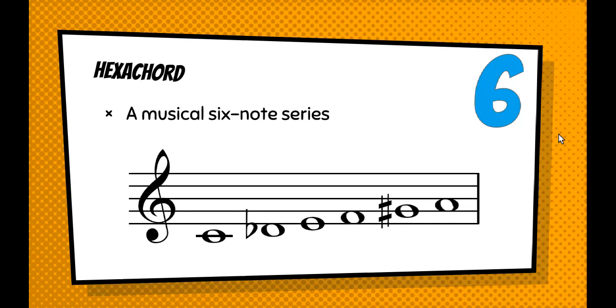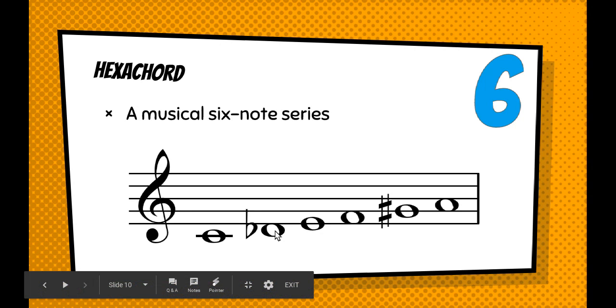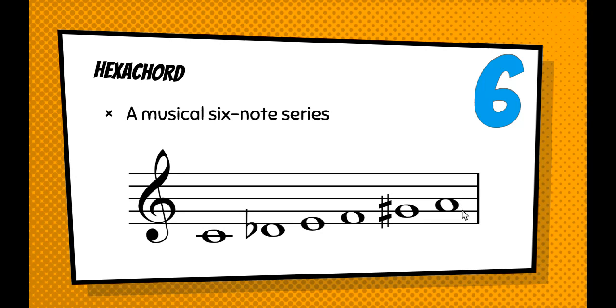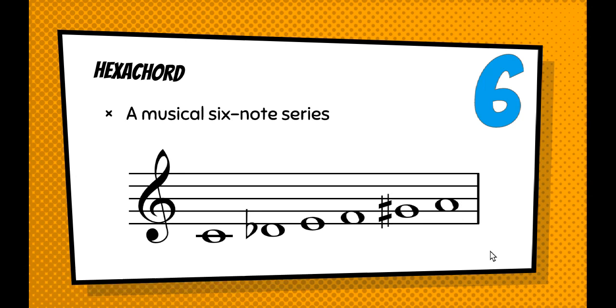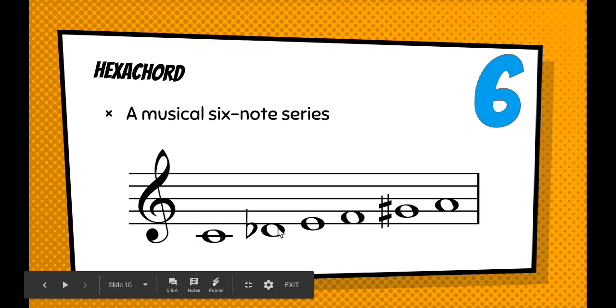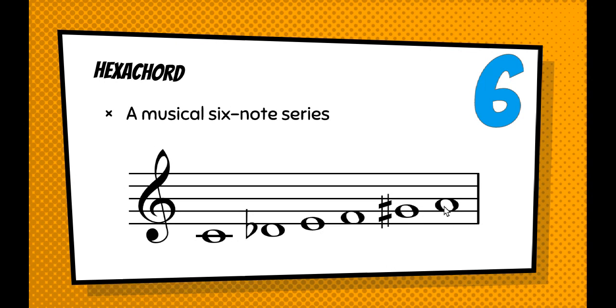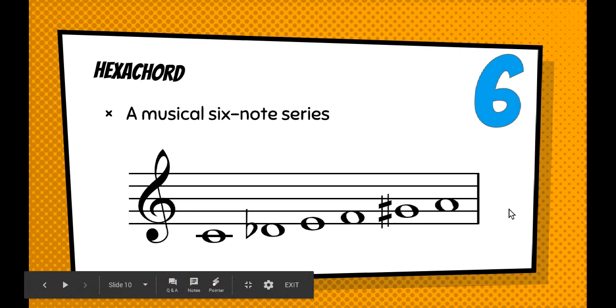And your last one is hexachord, and this is a musical 6-note series. So a hexachord here, 1, 2, 3, 4, 5, 6. A 6-note series. Now, there are things about half steps and whole steps and all that. So this is a middle C, D flat, E, F, G sharp, and an A. This is a musical 6-note series, which is a hexachord.